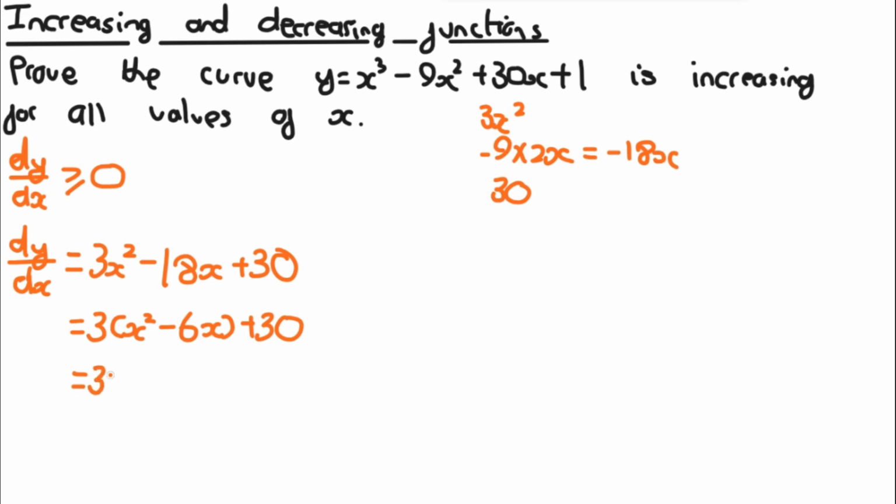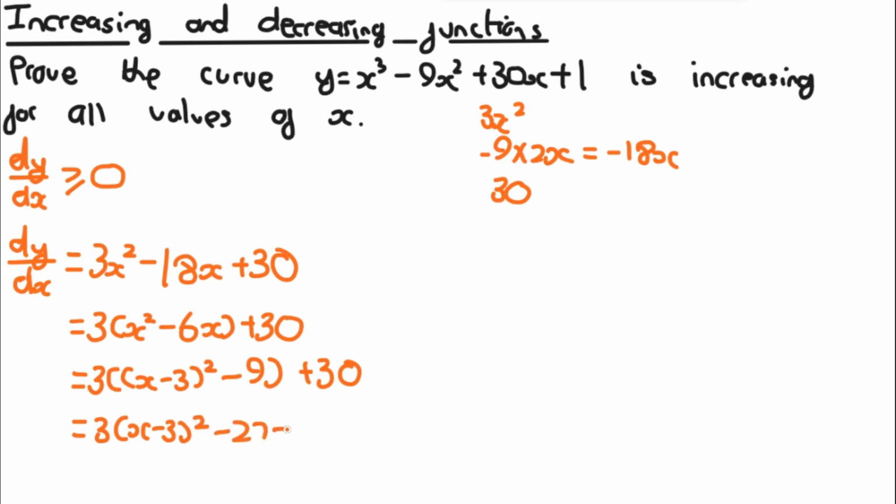So it's going to become 3 of x minus 3 squared, but we need to account for the number that's going to be produced here, which is minus 3 times minus 3, which is 9. So we need to minus 9, plus 30 on the end. Please remember to include the minus 9 in this bracket with the 3, because that will also be affected by the 3. Let's expand the brackets to get the minus 9 out. So it's going to be 3 of x minus 3 squared, and then minus 9 times 3 is minus 27, and then we can simplify it. 3 of x minus 3 squared, and there's going to be plus 3.